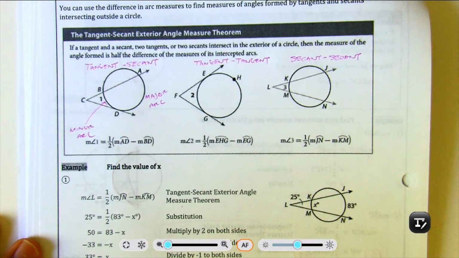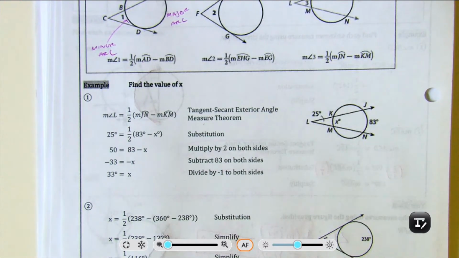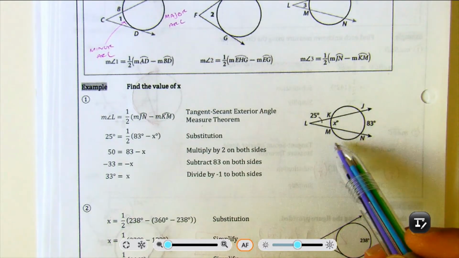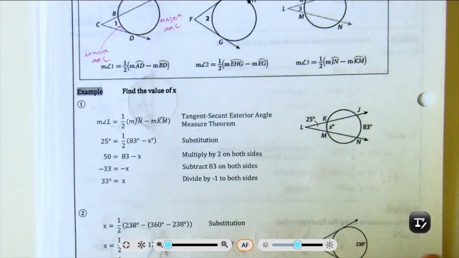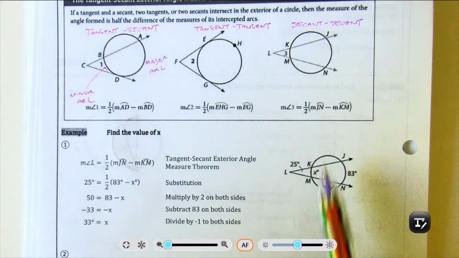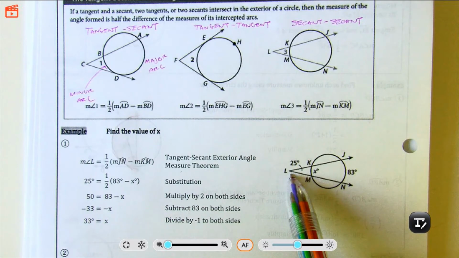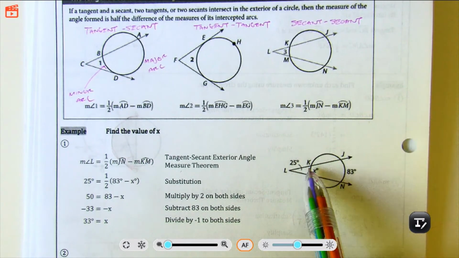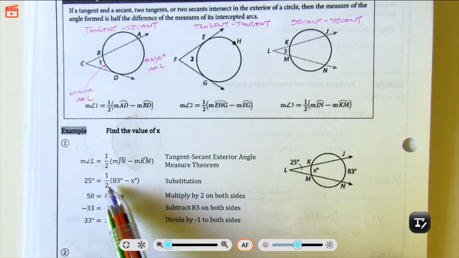Okay, now let's look at an example that's already done for us, but we're just going to walk through the steps. So when we look at a problem, we have to identify which one it is. Is it a tangent secant, a tangent tangent, or a secant secant? Now this one is a secant secant, and the way we're going to write our equation is the measure of angle L is equal to half of arc JN minus arc KM. So looking at the equation, we have 25 is equal to 1/2 times 83 minus x.